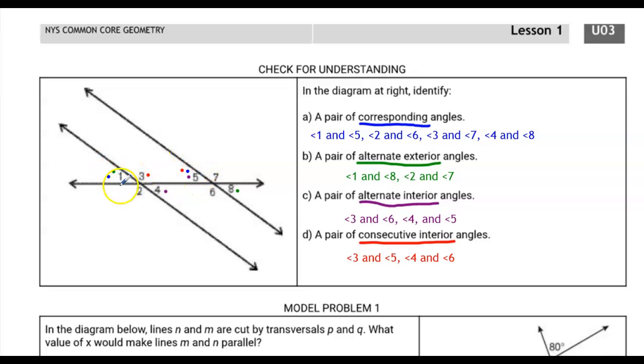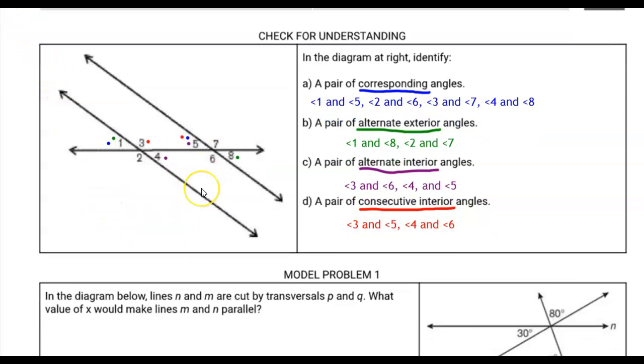I used angle 1 in a lot of my examples, which means that angle 1 has a relationship to angle 8 that is alternate exterior, but it has a different relationship, angle 1 does, with angle 5. You can identify multiple different relationships for each of these angles. So it just depends on which pair of angles you're talking about to identify that relationship.